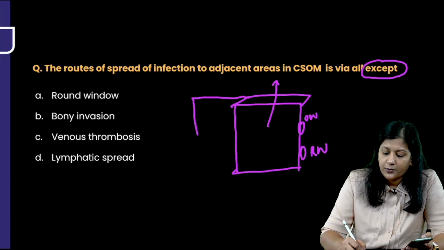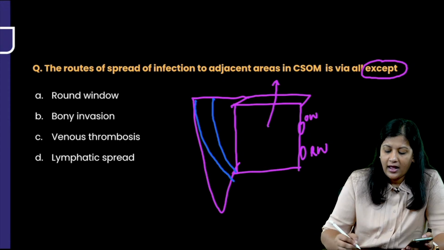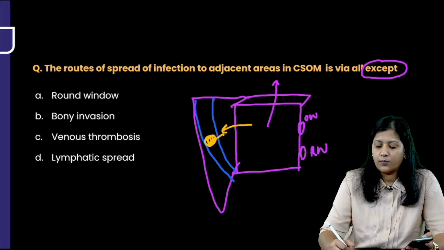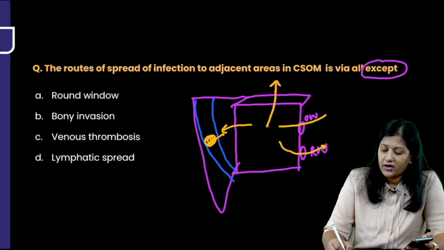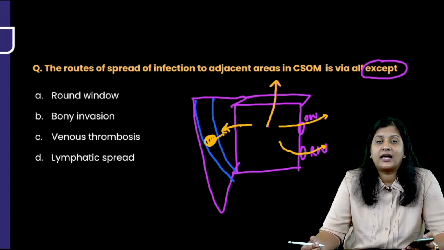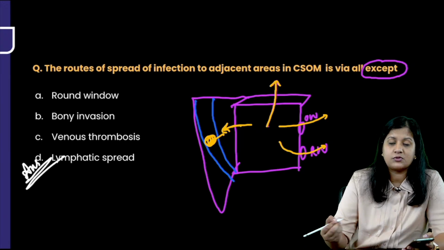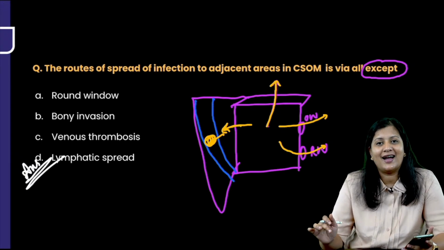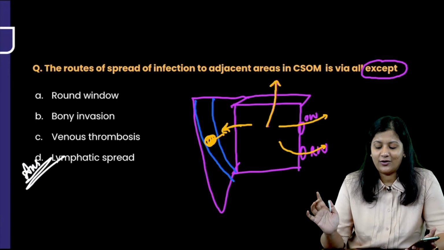It can also go posteriorly to the mastoid and involve the sigmoid sinus. And when the infection goes to the sigmoid sinus, there can be venous thrombosis. So bony invasion superiorly through the tegmen, inner ear either through the round window or the oval window, and posteriorly via the sigmoid sinus, it can cause venous thrombosis. But there is nothing called lymphatic spread that can cause spread of infection. So lymphatic spread is not the route of spread of infection to the adjacent area.